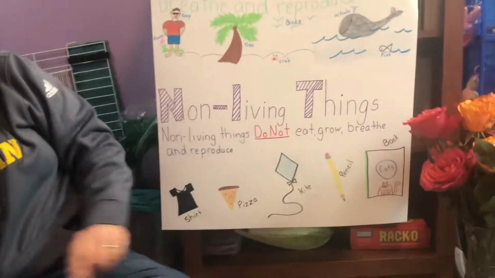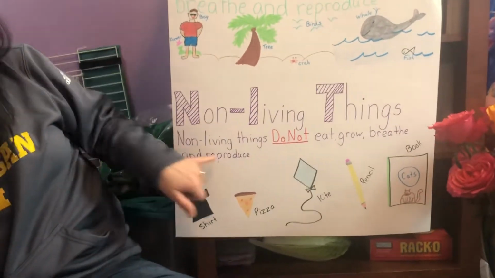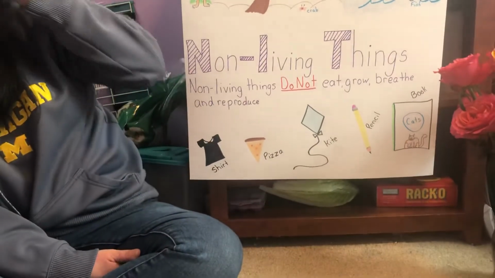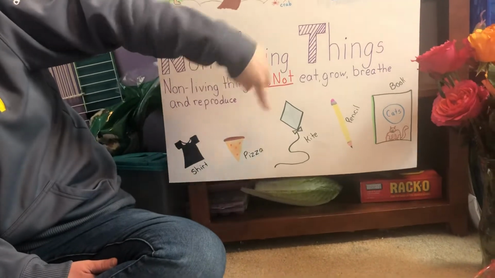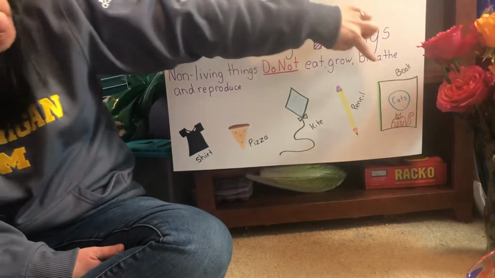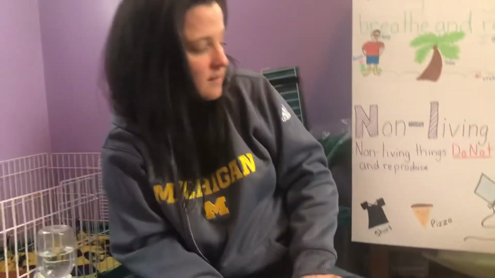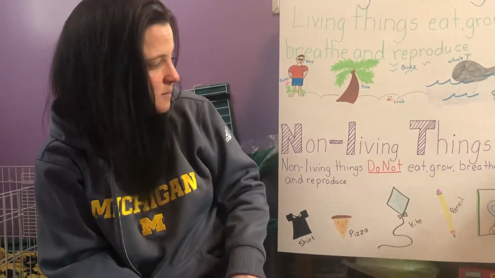Non-living things are the opposite of living. Non-living things do not eat, grow, breathe, or reproduce. So a shirt, pizza, yummy, kite, pencil, and we've got a cat book over here. Books don't make themselves. We make them, but they don't make themselves.